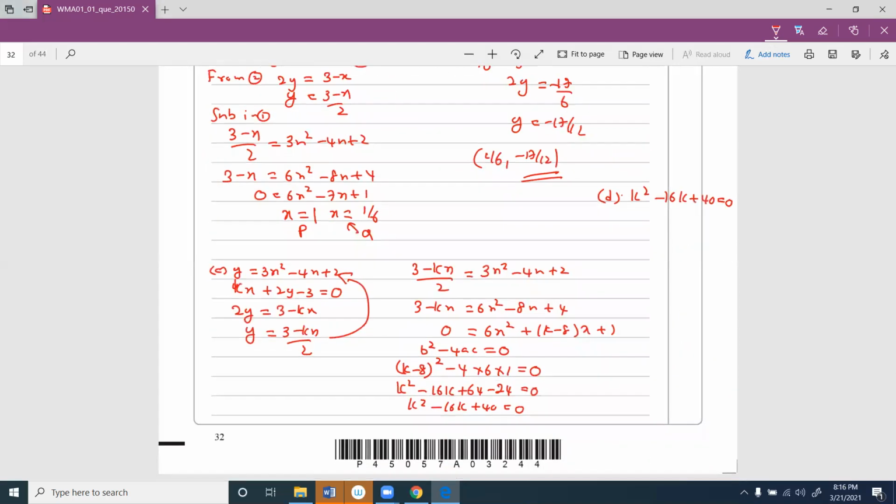So one answer is k equals 8 minus 2 root 6. The other one is k equals 8 plus 2 root 6. Yeah, those are the two solutions for that. That's a way of getting this.